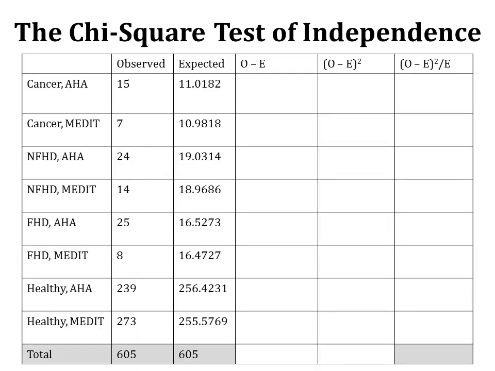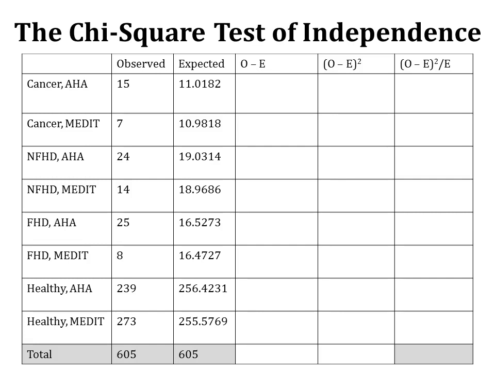So here we are with the calculation of the chi-square value, again with the same table. The observed frequencies and the expected frequencies are given in the first two columns, and their total is the same, which is 605 in this case. And all the categories are also given here: Cancer AHA, Cancer Mediterranean, and so on. So what is the next step? We have to calculate the difference between the observed and expected frequency of each cell.